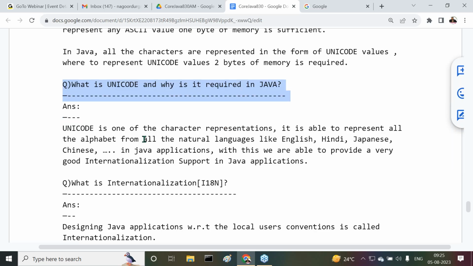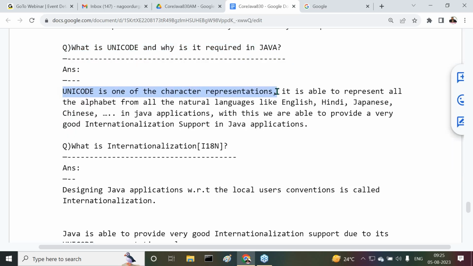What is Unicode and why is it required in Java? That's the question. The answer is very clear. Unicode is one of the character representations. It is able to represent all the alphabets.